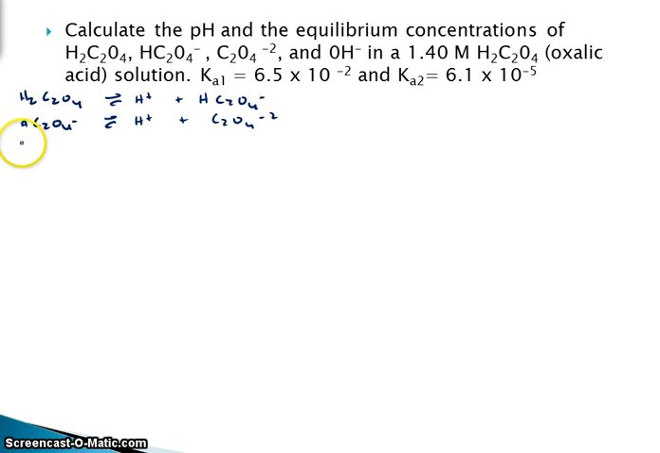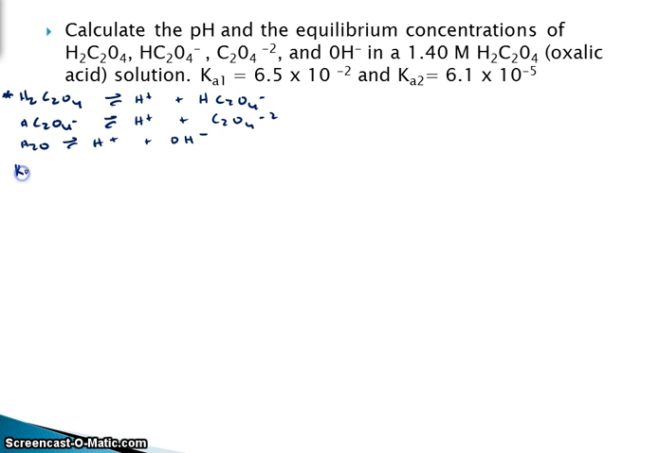Now we also have to remember that water is there, so we'll write that down as well, because we are going to get hydrogen ions from the water, but the Kw for that is 10 to the minus 14. So we have 10 to the minus 2 for the first step, 10 to the minus 5 for the second step, and 10 to the minus 14 for the dissociation of water. So we know we're going to start with step 1. So for step 1, we'll write our Ka expression.